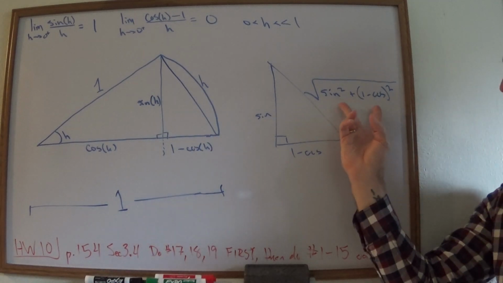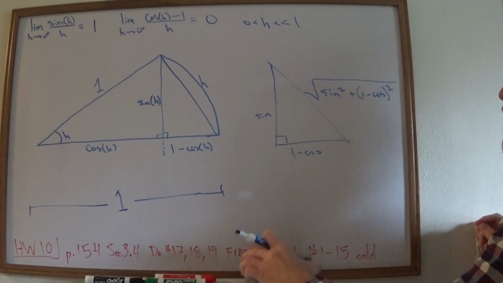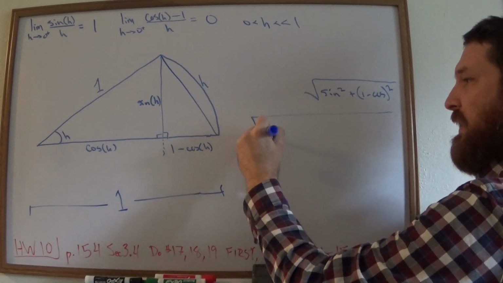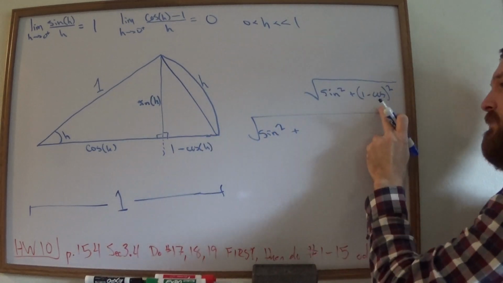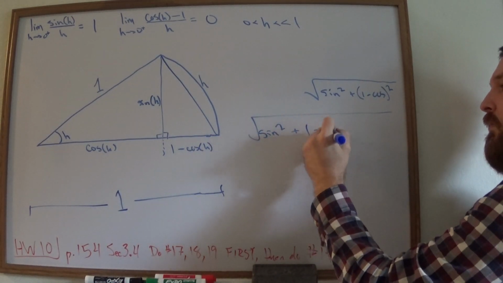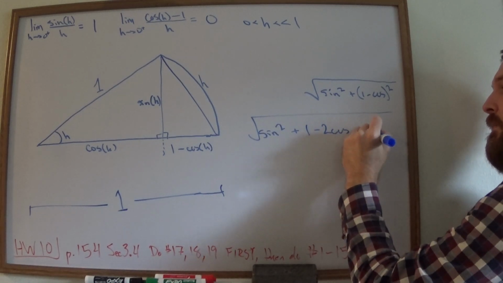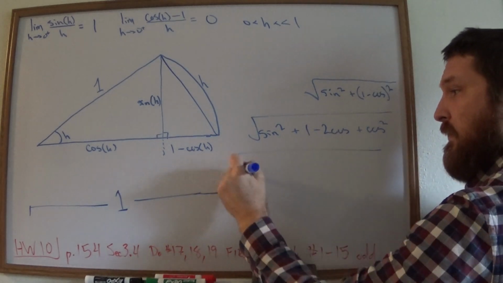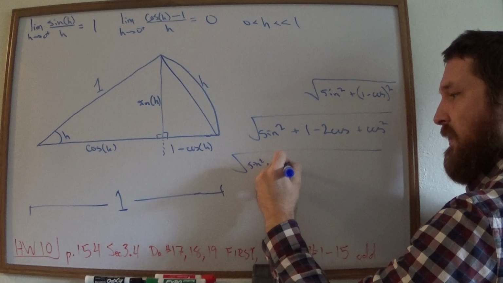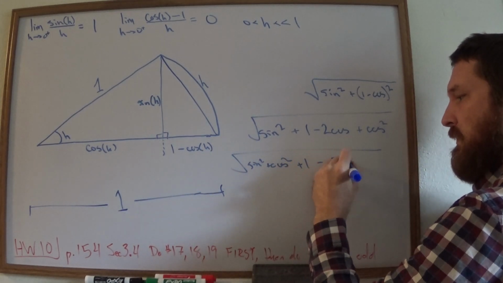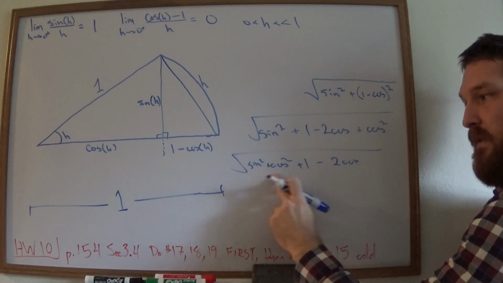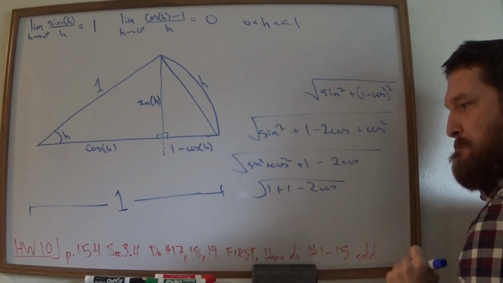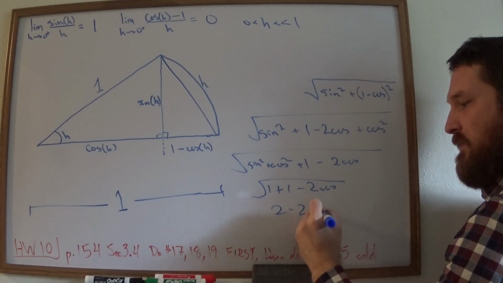Now let's clean this up a little bit. Let's multiply it out. So we have sine squared plus, when I multiply that out, 1 minus 2 cosine plus cosine squared. Now, sine squared and cosine squared put together is just 1. So I'll write it all out to make sure I don't mess anything up. That's 1 plus 1 minus 2 cosine. So that's 2 minus 2 cosine h.